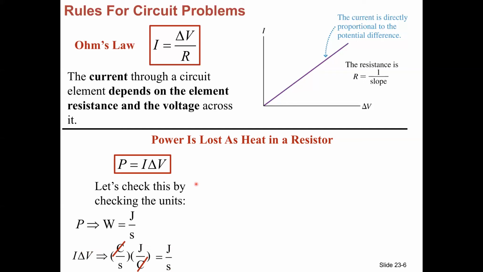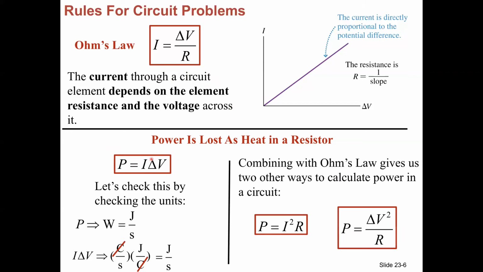We could also combine this rule with Ohm's law to get two other formulas for computing the power being consumed by an element or a device in a circuit. So there are two other ways to compute power. For instance, here we could replace delta V with I times R and get this formula for power: current squared times resistance. Or we could get rid of current by replacing it with delta V over R and get a third equation for power, which you can see here.